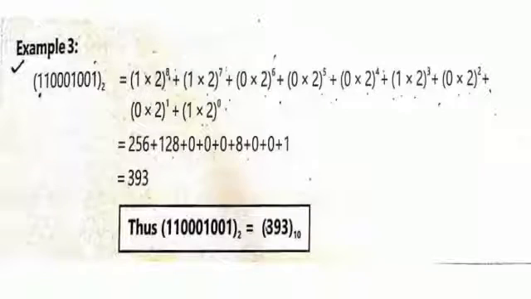Now 2 raised to 8 means we need to multiply 2 eight times: 2 into 2 into 2, like that eight times. 2 2s are 4. 4 2s are 8. 8 2s are 16. 16 2s are 32. 32 2s are 64. 64 2s are 128. 128 2s are 256. The same way, this exponential form we need to find out. That time 2 raised to 7 is equal to 128.